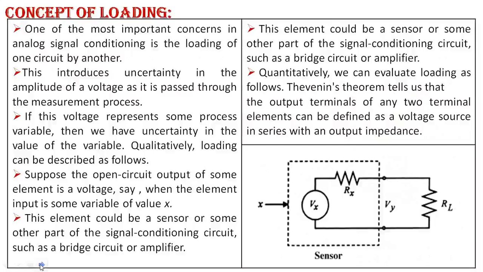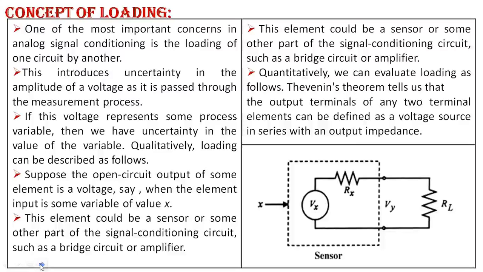Next concept is the concept of loading. One of the most important concepts in analog signal conditioning is the loading of one circuit by another. This introduces uncertainty in the amplitude of voltage as it passes through a measurement process. If this voltage represents some process variable, then we have uncertainty in the value of the variable. Qualitatively, loading can be described as follows.